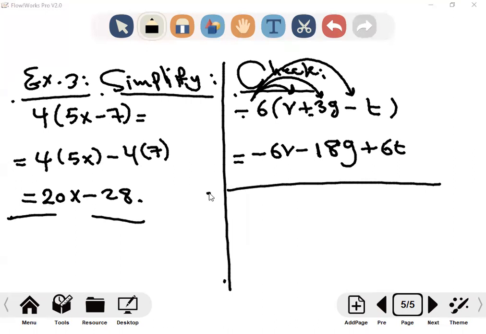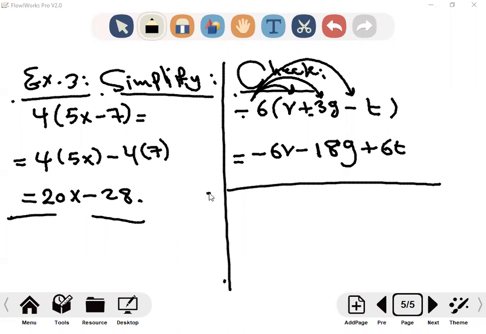Calm down a bit. Negative 6R, negative 18G plus 6T. A is valid. So why did we switch the sign? We are multiplying.